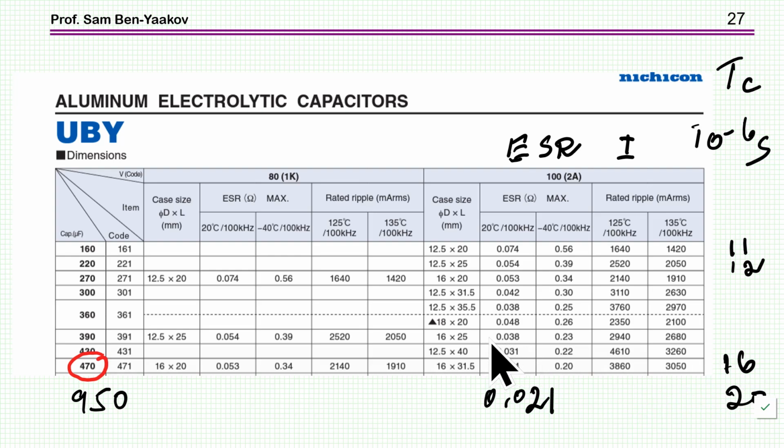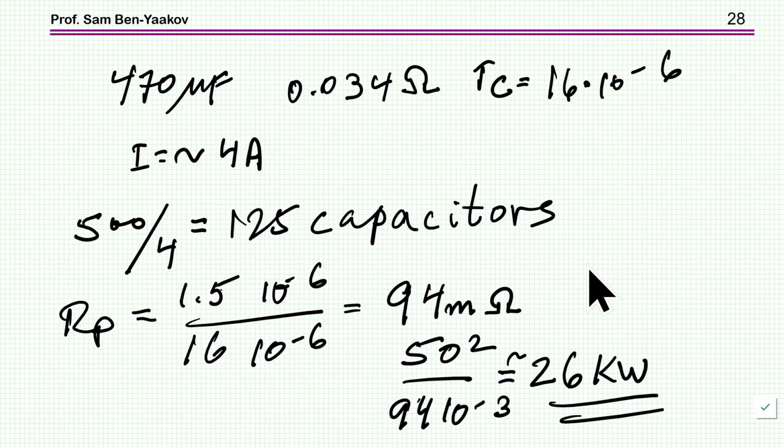For a given family of capacitors, even though the capacitance is going up, the ESR is of course going down, so the time constant, in 10 to the minus 6 of a second, stays roughly the same. Again, I'm calculating how much power I can run the inverter to the point of instability, and I find that RP is now much lower, 94 milliohm, and the power level is 26 kilowatt. That's a lot.